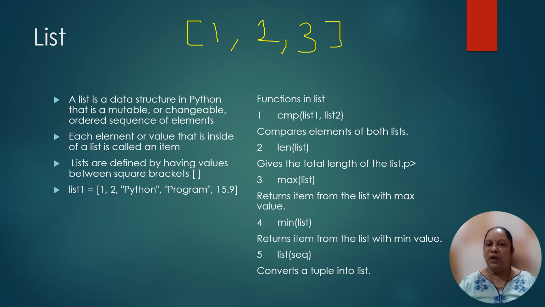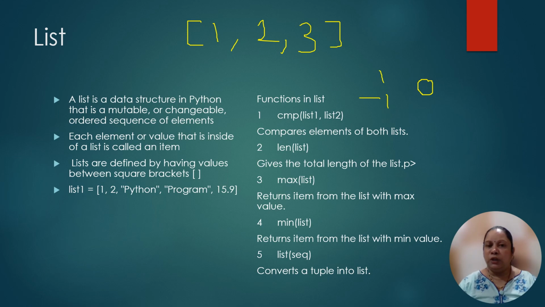First is the compare function. It is going to compare two lists. In case the list has numeric values, it is going to compare the two lists, and it will return either a 1, a -1, or a 0 depending on whether the lists are equal, the first list is greater, or the first list is smaller. If both the lists are the same, then it's going to return a 0. If the first list is greater, it is going to return a 1. Otherwise, it is going to return a -1. Right? So the compare function compares elements of both the lists.